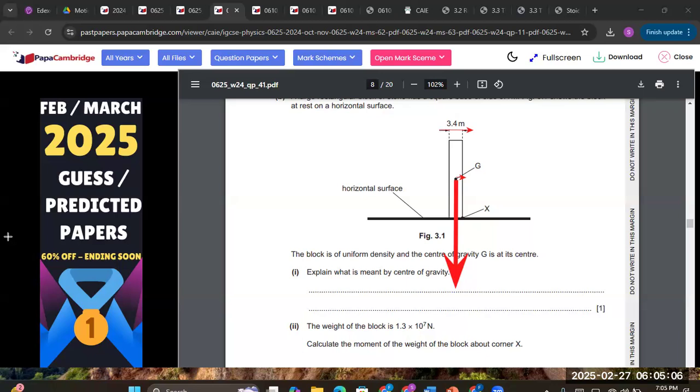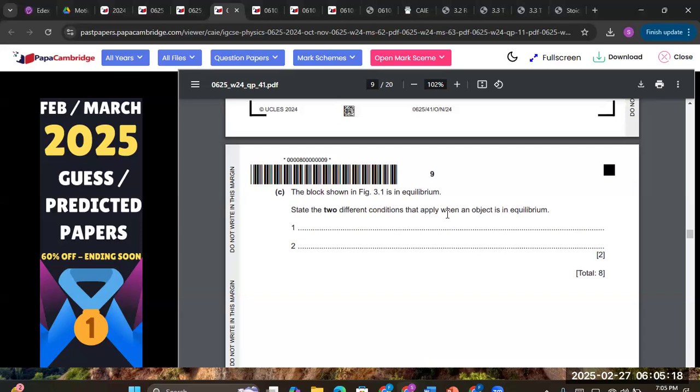So it would be 2.21 into 10 to the power 7 Newton meters. Yeah, that's fine. Okay, now let's see. They're saying state two different conditions that apply when an object is in equilibrium. One is that the anti-clockwise moment should equal the clockwise moment, and there should be no resultant force. That's correct. All right. Okay, Hajra, we'll go ahead and stop it over here for today.